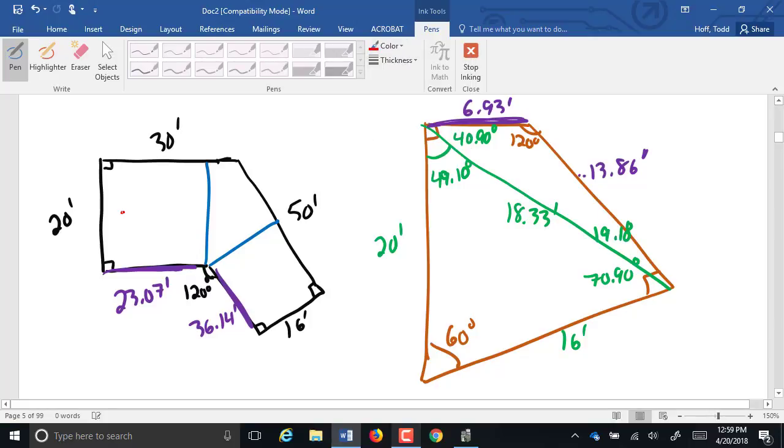Areas right here. Yes, 461.4 square feet. This one over here, we'll just go 0.3. This little piece up here.